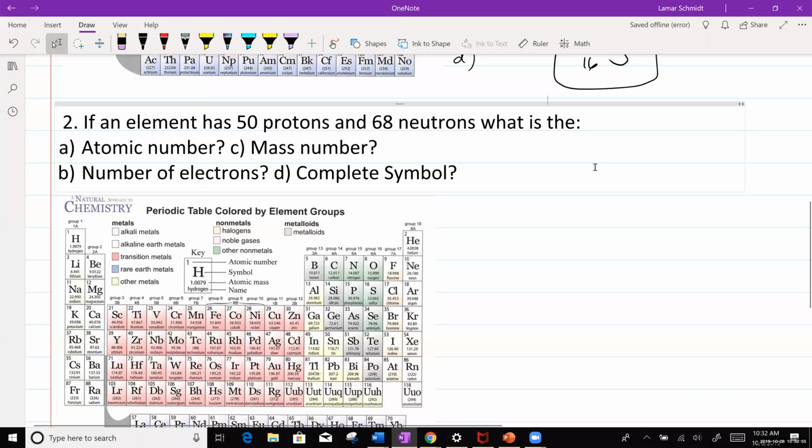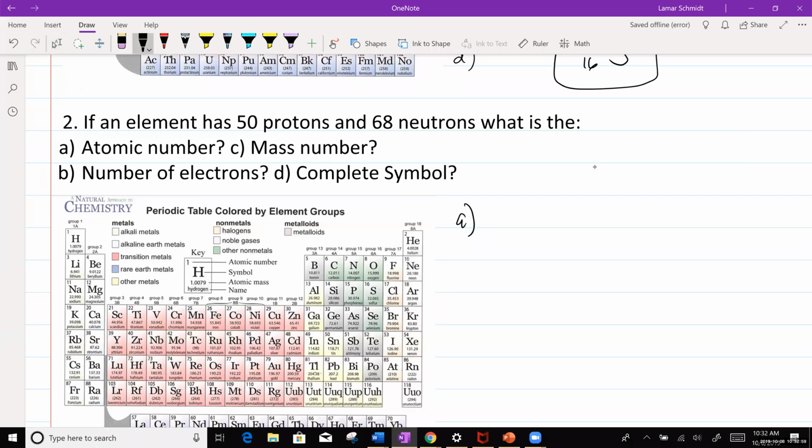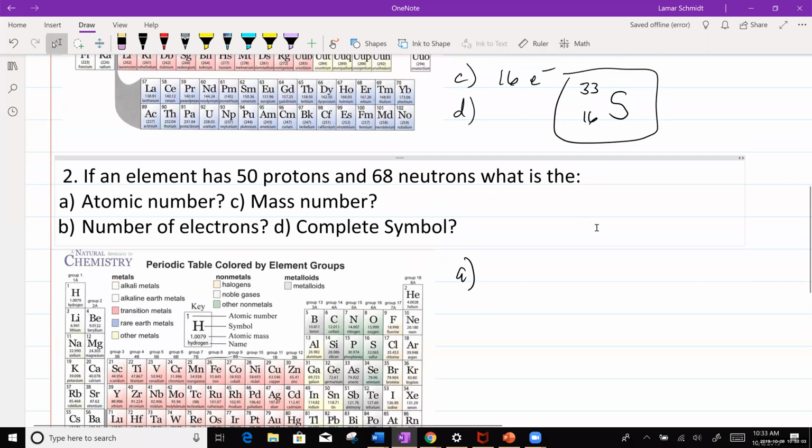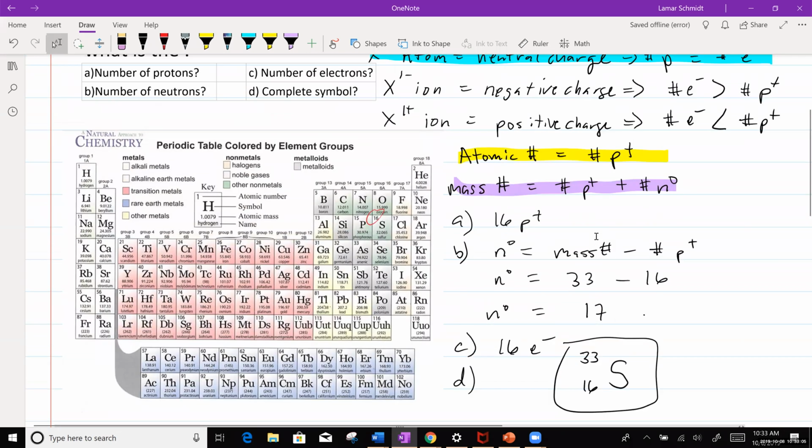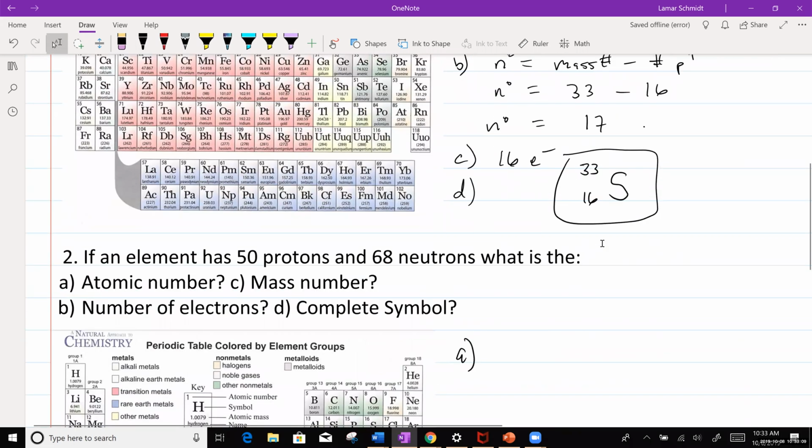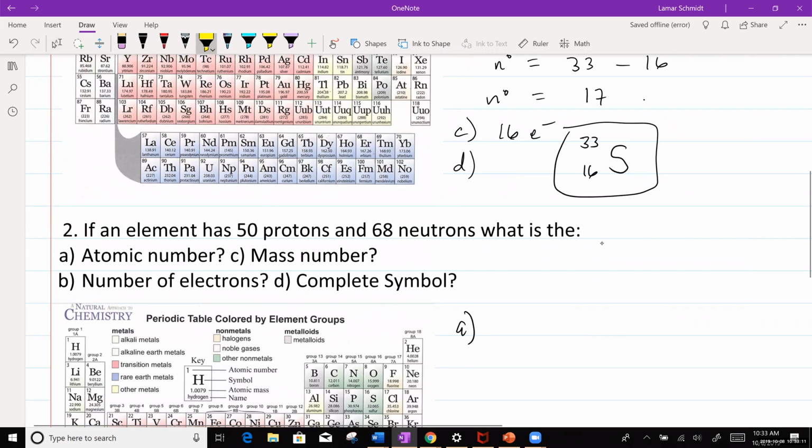So in order to answer this, we first look at the atomic number, and that's going to be, you guessed it, the number of protons, because we know that atomic number and the number of protons are equal. So if we have 50 protons, and it says that right here, that means we have an atomic number of 50. That's our atomic number.